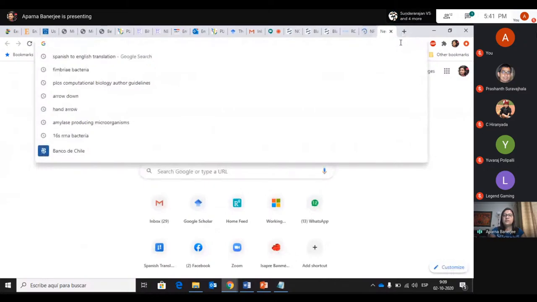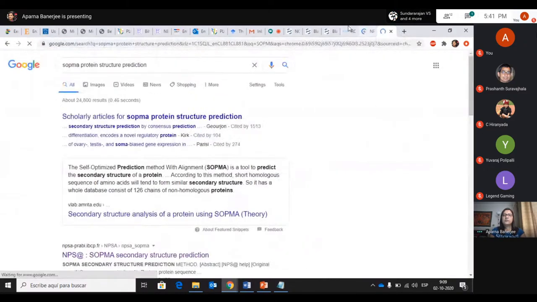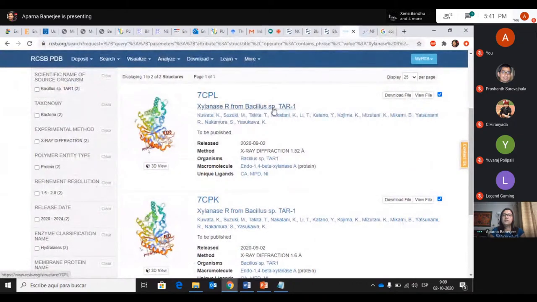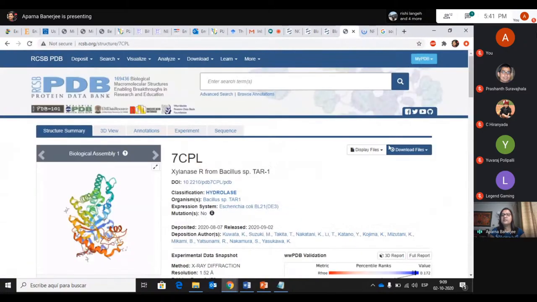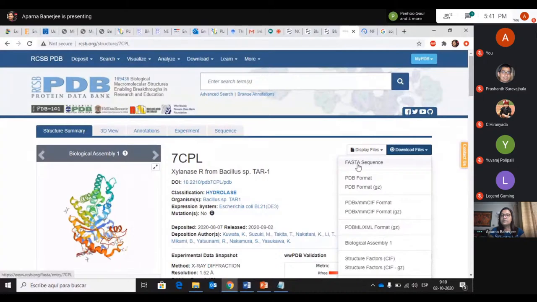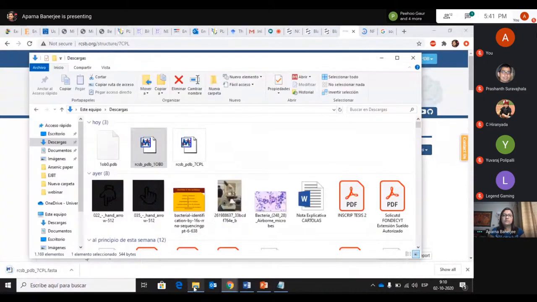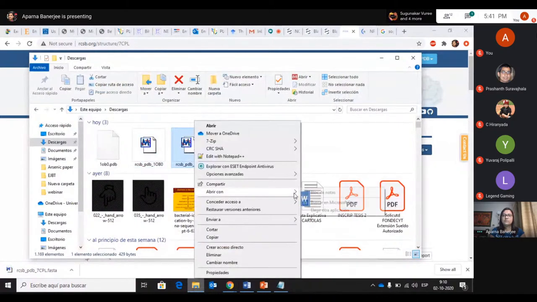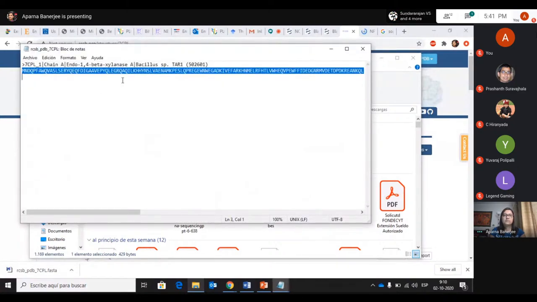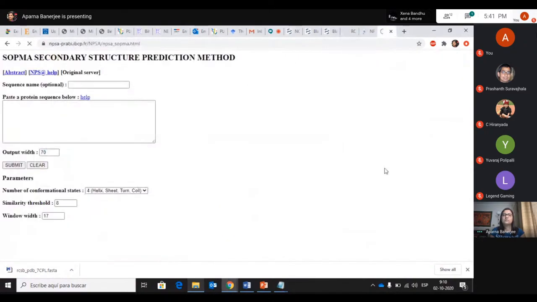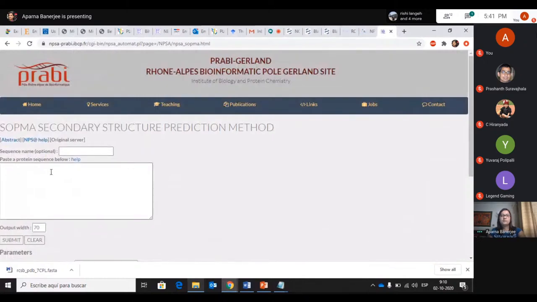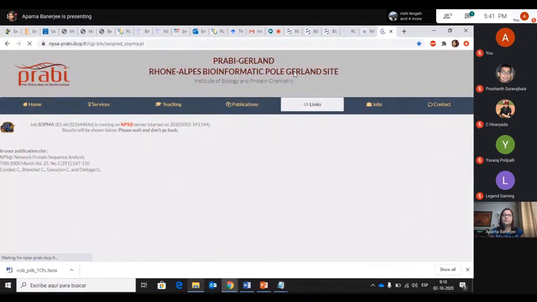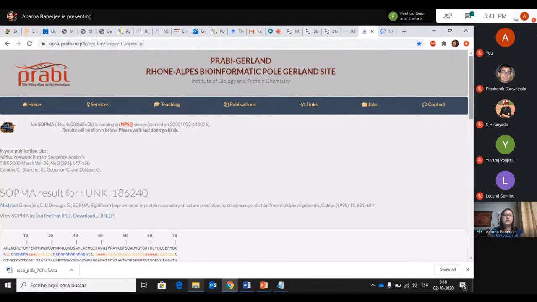We can also go with another, for example, one xylanase, and let's see how different they look and how different their type is. So we'll just paste the sequence and submit. So look, it's showing the result.